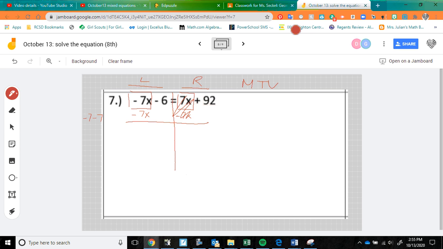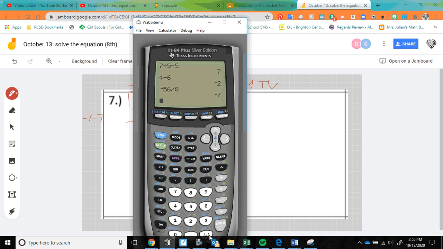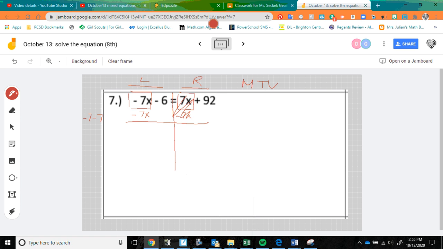If you put that in the calculator, negative 7 minus 7, you end up with negative 14. So let's write that down. Negative 14x. Let's bring down the minus 6 because we didn't deal with it yet. These are canceled out, and we bring down the 92.